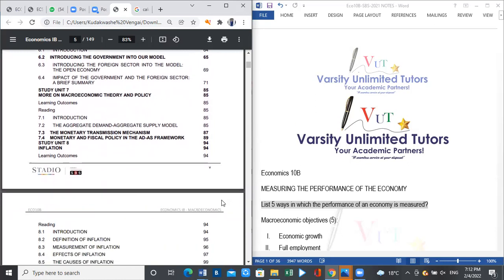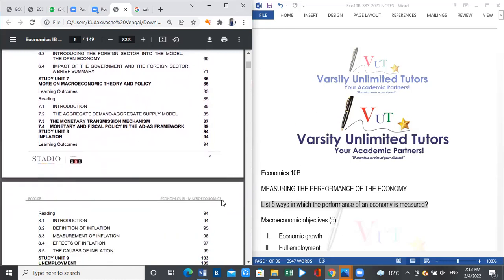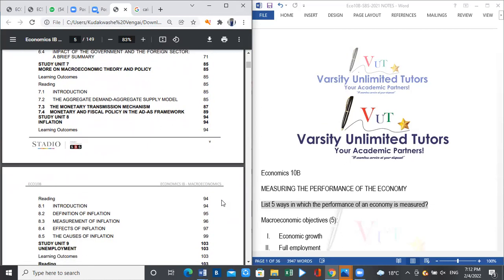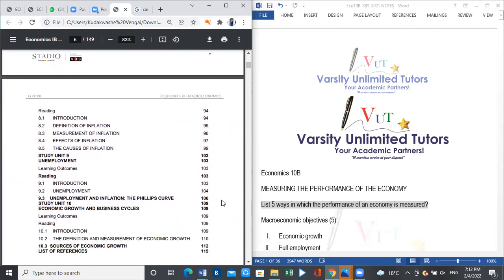Then the 7th unit looks at the macroeconomic theory and policy. It's just an extension of the other chapters that we would have looked at in relation to the Keynesian model, the monetary policy, the monetary sector, as well as the introduction of the measurements of the performance of the economy in relation to other sectors.